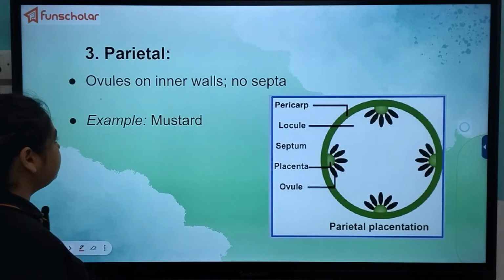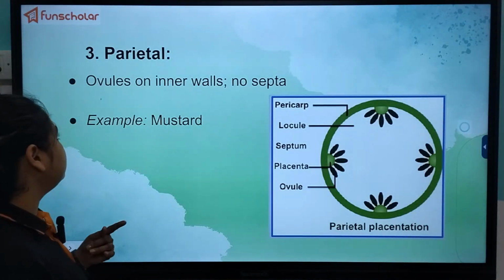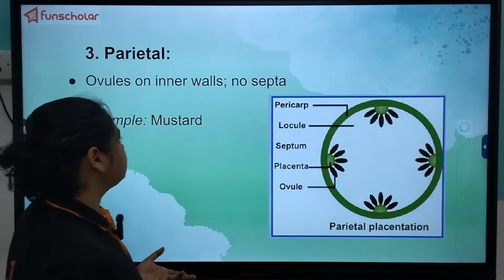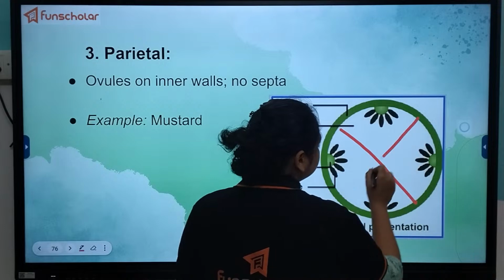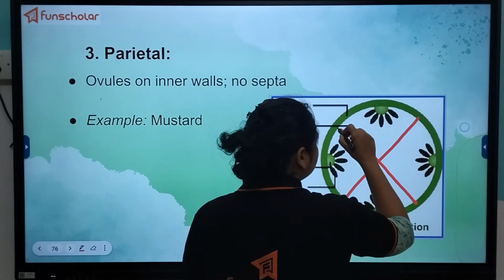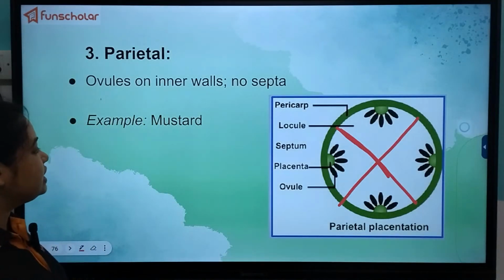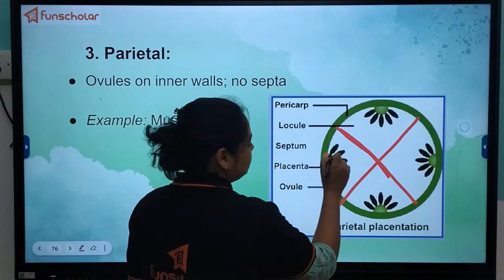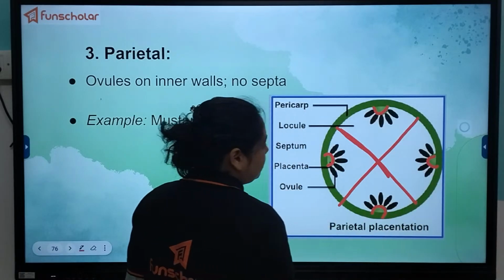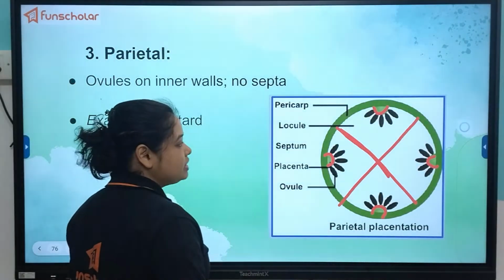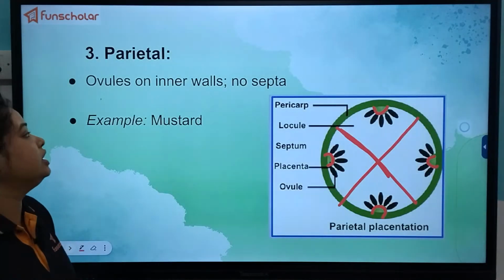Then the parietal placentation. Here the arrangement will be as depicted in the image. The ovules will be present on the inner walls, but there will be no such membranes. As we have seen, no such membrane is there to divide it. So they are attached to the placenta tissue on the inner walls of the ovary, but they are not present in different chambers because there is no division of the chamber in the ovary.